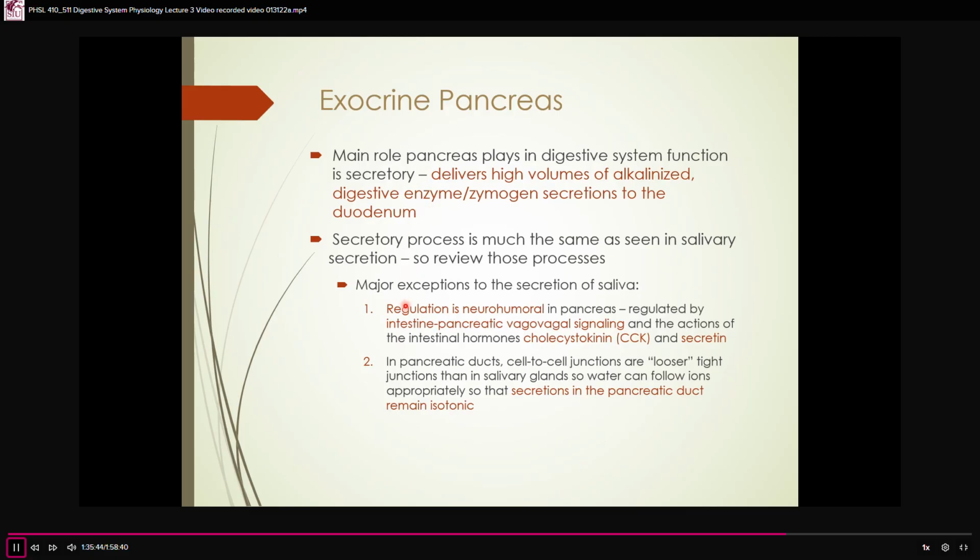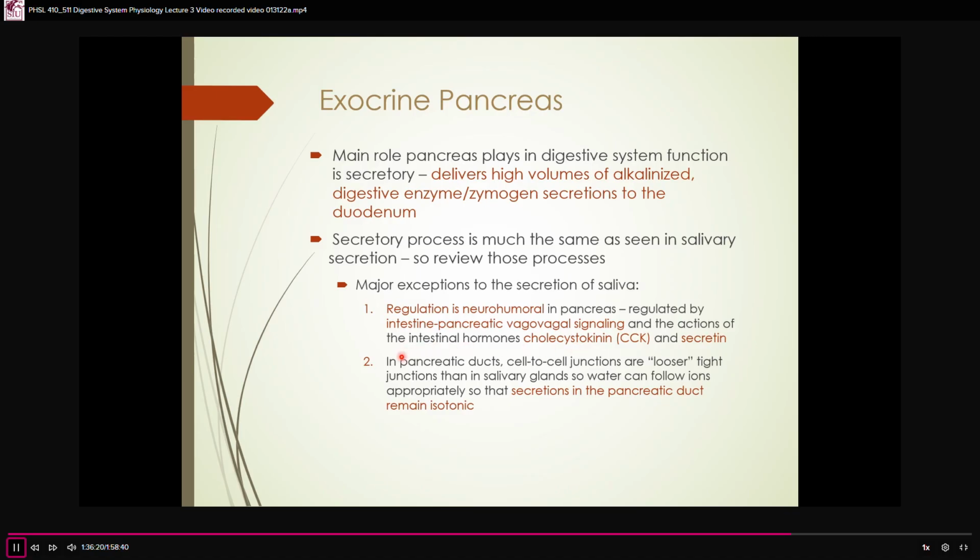What are those exceptions? Remember that in the case of salivary glands, that was completely under the neural control of the autonomic nervous system. In the case of the exocrine pancreas, the control is going to be neurohumoral. We're still going to have neural networks that are in part regulating some of the process, but we're also going to have the secretory process influenced a lot by hormones, and specifically the hormones cholecystokinin and secretin, which are coming from the small intestine.